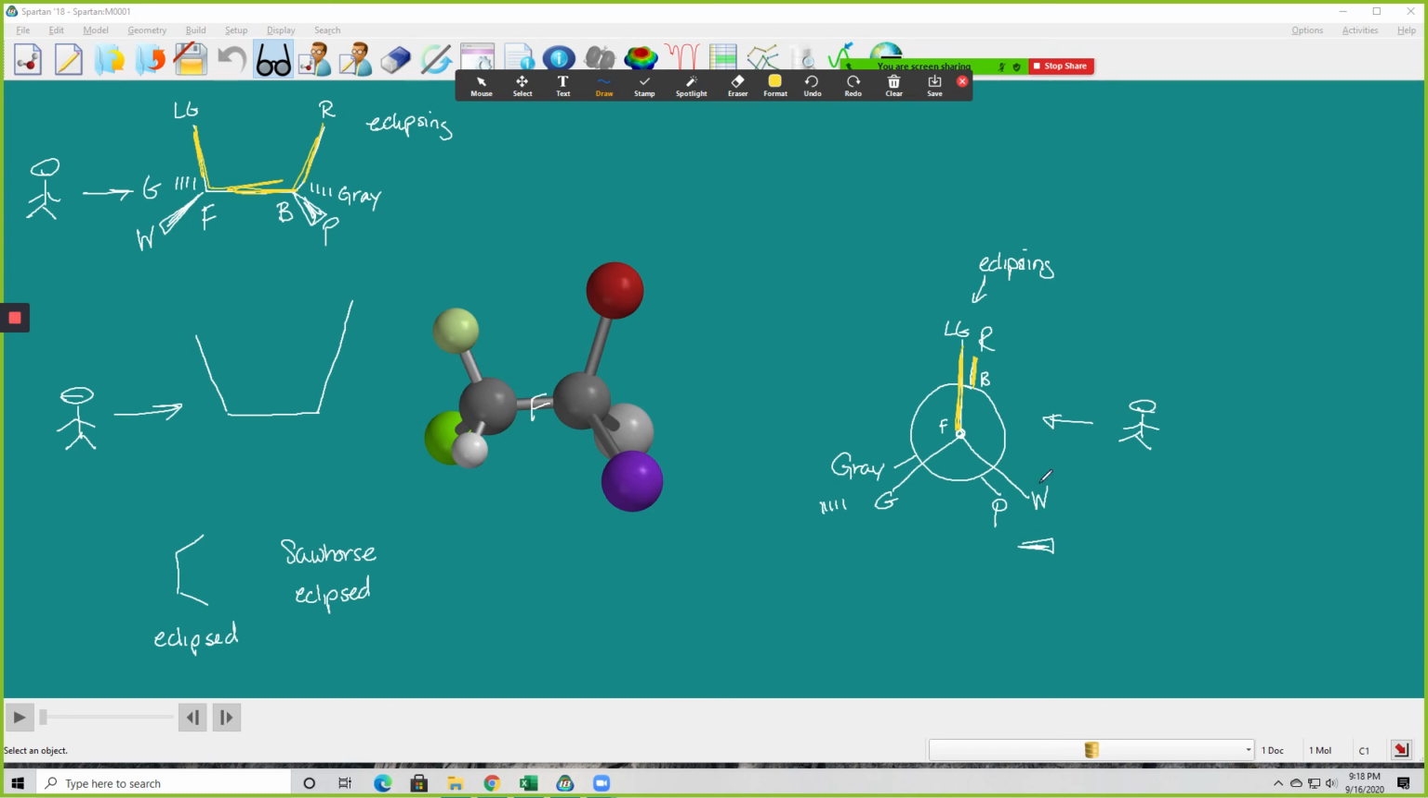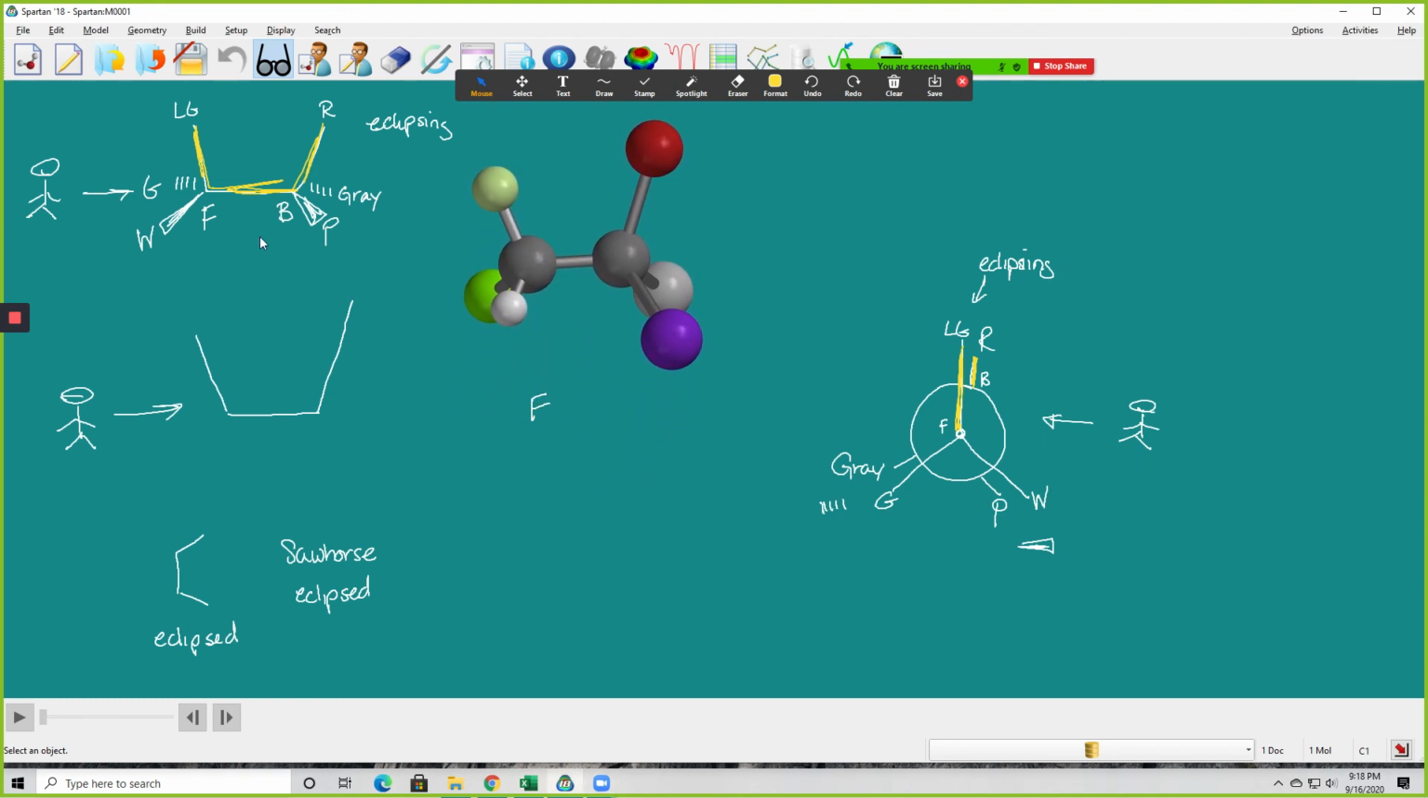So hopefully that makes sense in terms of trying to convert a Sawhorse into a Newman and vice versa. So with this model, again, if you're starting out with the Sawhorse, the molecule would look like this. And then if you're over here looking at it, it would look like this. Okay. So that's how we can interconvert between these two, the Sawhorse and the Newman. Okay, so hopefully that makes sense.